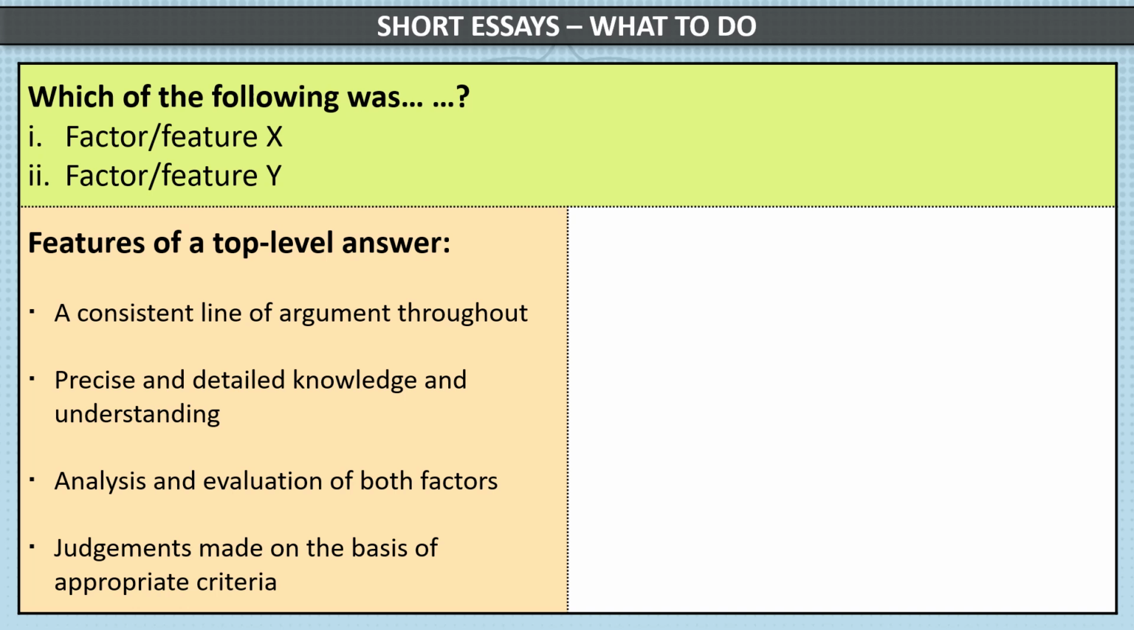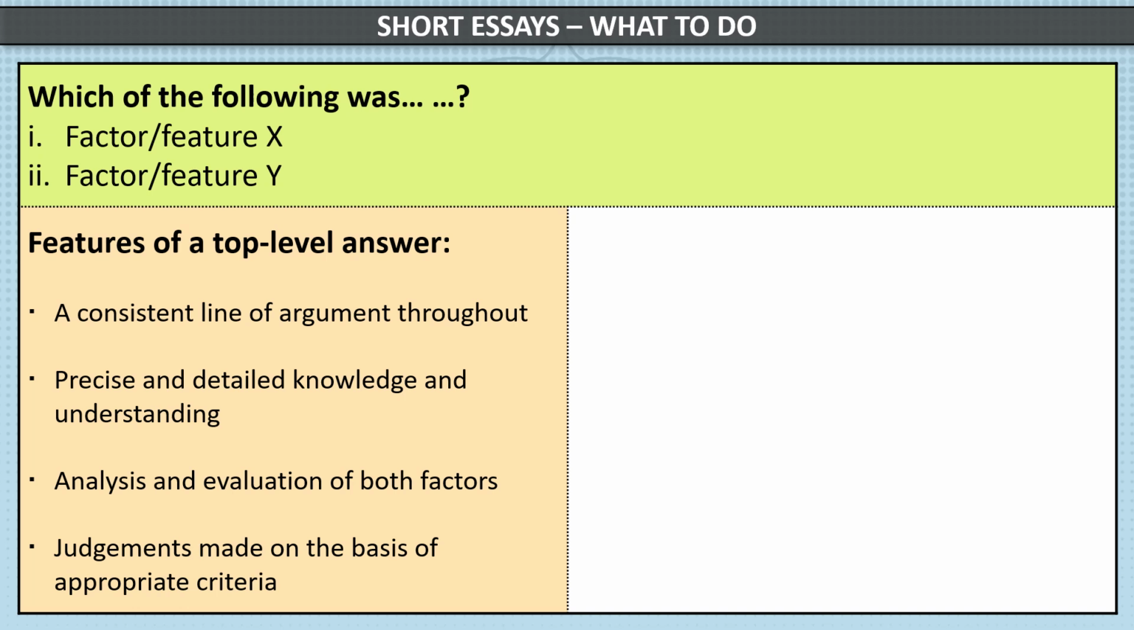A top-level answer requires four main features. First, we need a consistent line of argument. This means we need a clear decision from the start about which factor is more important, and we'll return to that decision throughout the answer. One of the main features which marks a top-level answer out is the use of detailed and precise knowledge to support the analysis and the evaluation that we do.